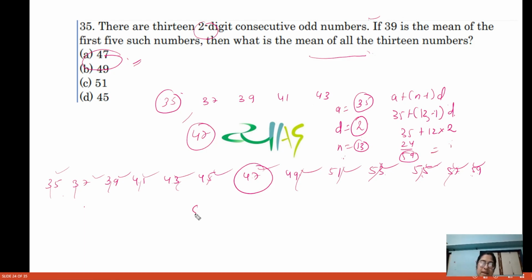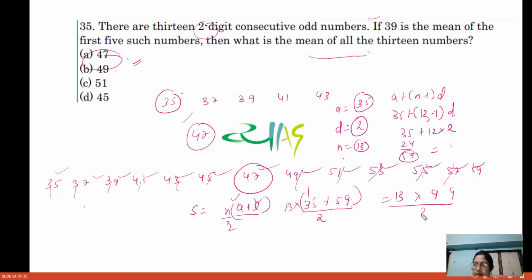अब देखिए सम क्या होता है? n by 2 into a plus l. Okay, a मतलब first term, l मतलब last term. So what is a? 35. What is l? 59. And what is n? We have 13. So sum क्या हो जाएगा? 13 into ये 9 plus 5 क्या हो जाएगा? 4. This becomes 94, into 13 divided by 2.